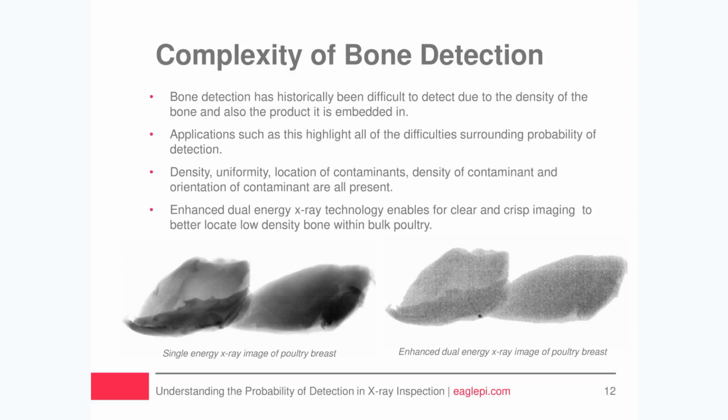And then it also comes into the way the contaminant sits on the product. Bones are obviously not round, they're not square, they do not have the same dimensions as length and width as they do thickness. So if it's very, very thin but very, very long, it has less density than a very, very thick bone, but very short in length and width. So all of these factors are obviously uncontrollable and all greatly affect probability of detection.